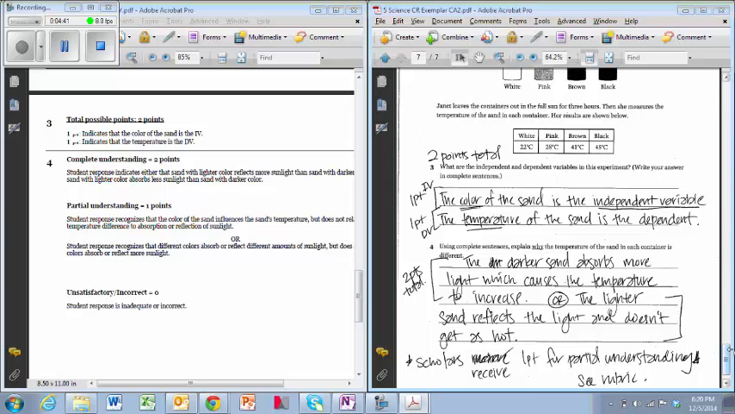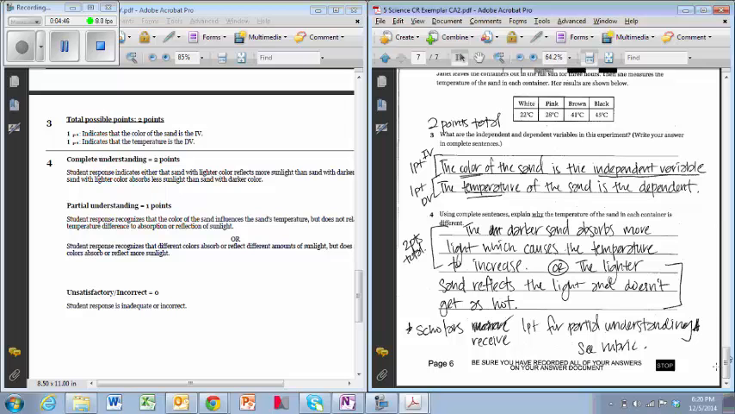Number 4 is worth a total of 2 points. They either get 2 points for having full understanding or 1 point for having partial understanding. So they need to explain why the temperature of the sand in each container is different. So why is white different from pink, different from brown, and so on. What they need to state is something along the lines of the darker sand absorbs more light, and then to push it further to get that additional second point, they need to say something along the lines of which causes the temperature to increase.